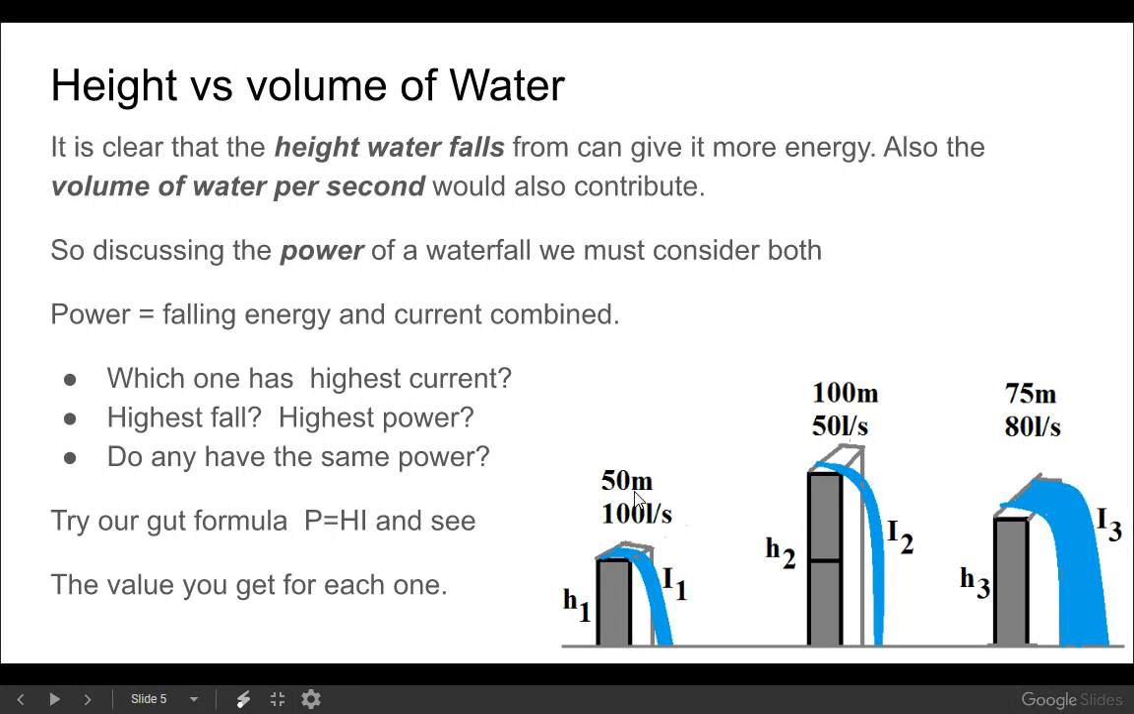Well, if you think about it, 50 meters and 100 liters a second, if we multiply, we get 5,000. This one, if we multiply, we get 5,000. So our gut formula would say the power of a waterfall is its height times its current. And this gives us an idea: does it work? Does this give us a measure of the power?